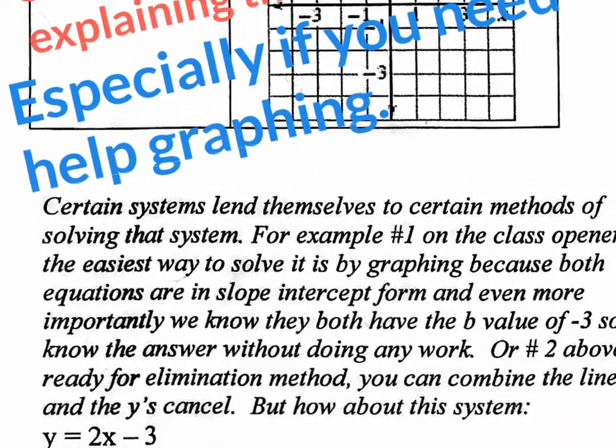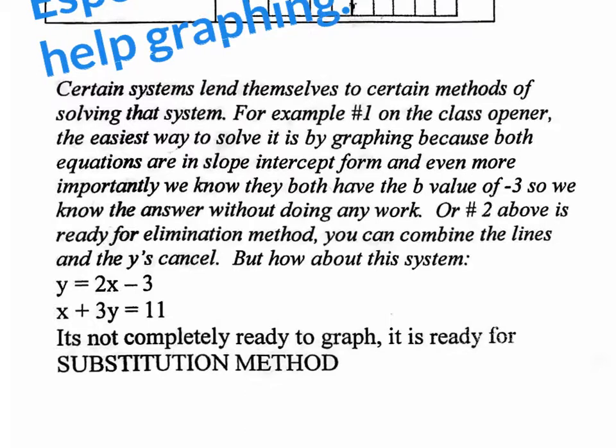So let's move on to what we're learning today, solving systems with a different method. It's called substitution. Let's just read through this right here. Certain systems lend themselves to certain methods of solving that system. For example, number 1 on the class opener, the only one we did.